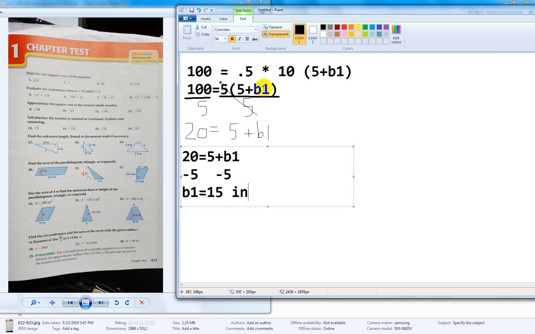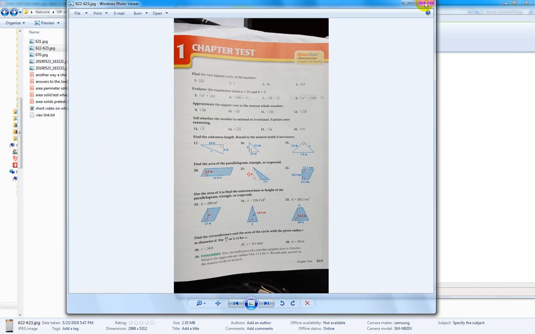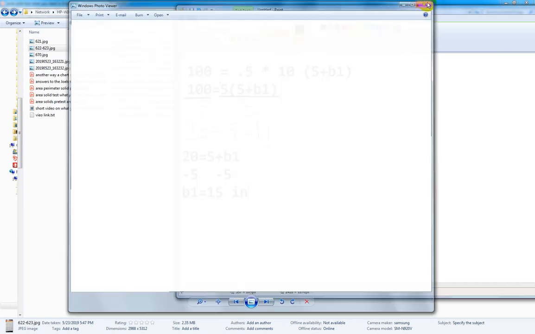So if you have a problem like this and you have to solve for this poor b1, this poor base that's sort of floating in the middle of nowhere, by itself, you have to get rid of whatever's multiplying the parentheses by dividing both sides by that number. Okay, so that's how you do this problem. Just be ready for that one. That's the hardest algebra you will see on the test, but you are now ready for it.